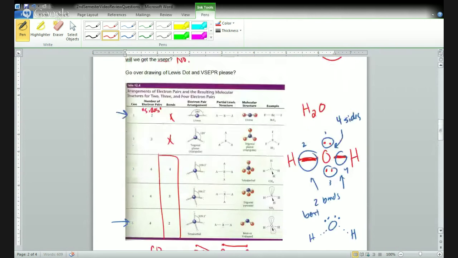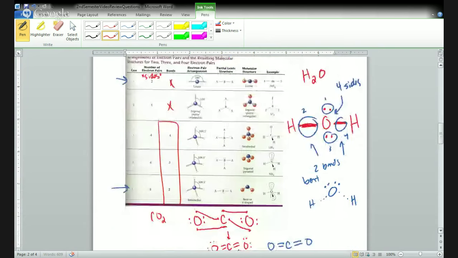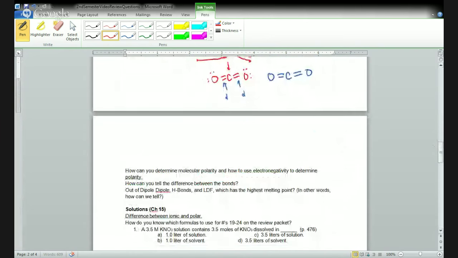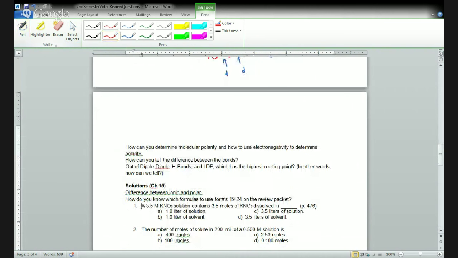So I hope that's helped as a quick review about how to go between Lewis dot and VSEPR. So let's go ahead and let's go down here. Next question. Oh, where's my cursor? There it is.